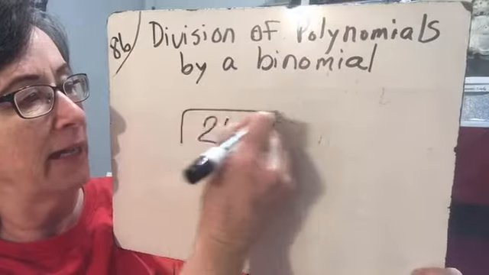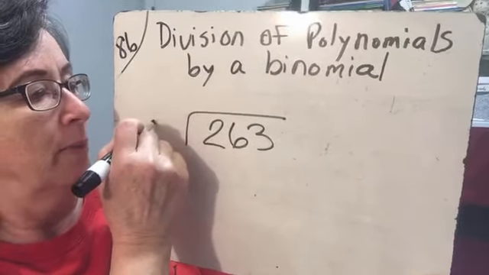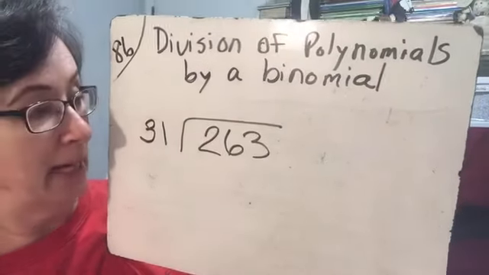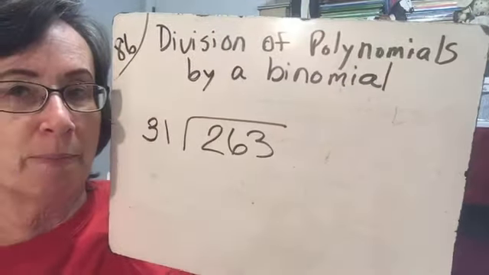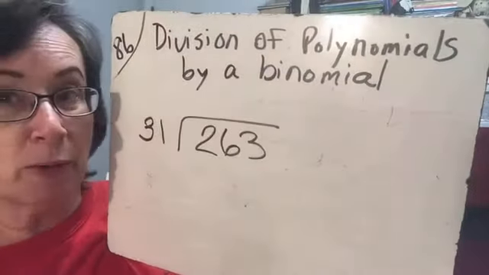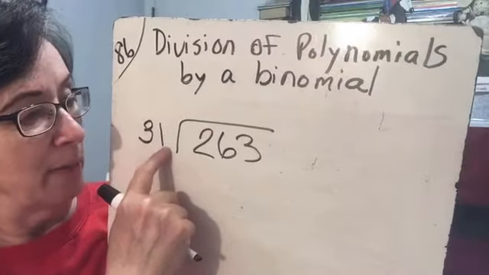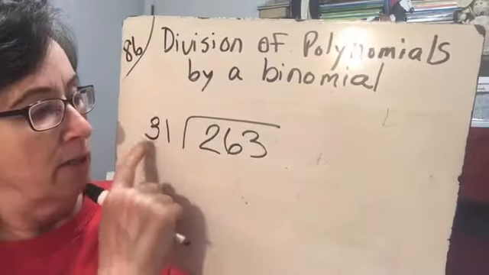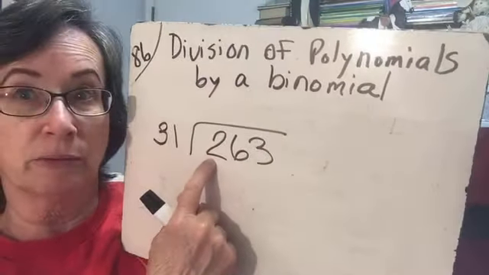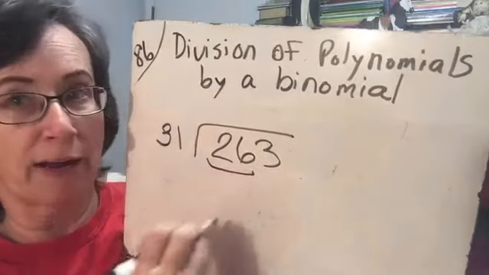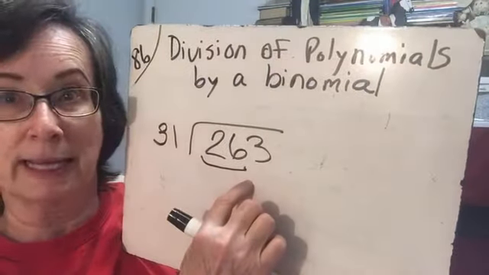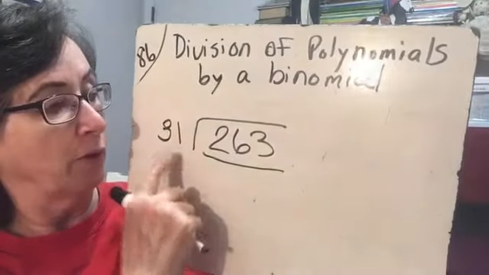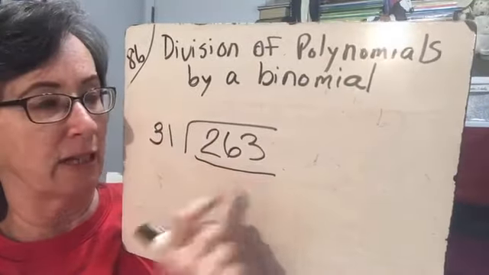263 divided by 31. I'm just pulling these numbers out of my head because we're just reviewing basic division. Remember, when we're dividing, we take this number and we go into the first number it would go into. So 31 does not go into 2, so I'm going to try that. 31 does not go into 26, so I'm going to use all 3 of them. 31 does go into 263.